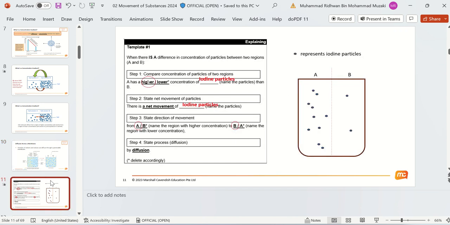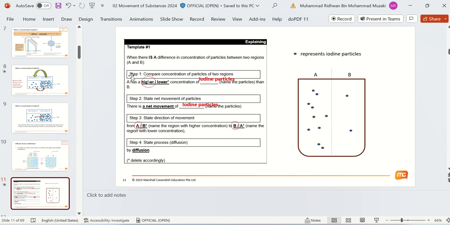Next, you may need to refer to your notes. I believe this is on page 2. You need to refer to the template, so this is template 1. Suppose we have this particular situation here. Side A has more iodine particles than side B. Now, when you describe and explain the net movement of particles, you need to use certain key terms, and there is a suggested flow to the description.